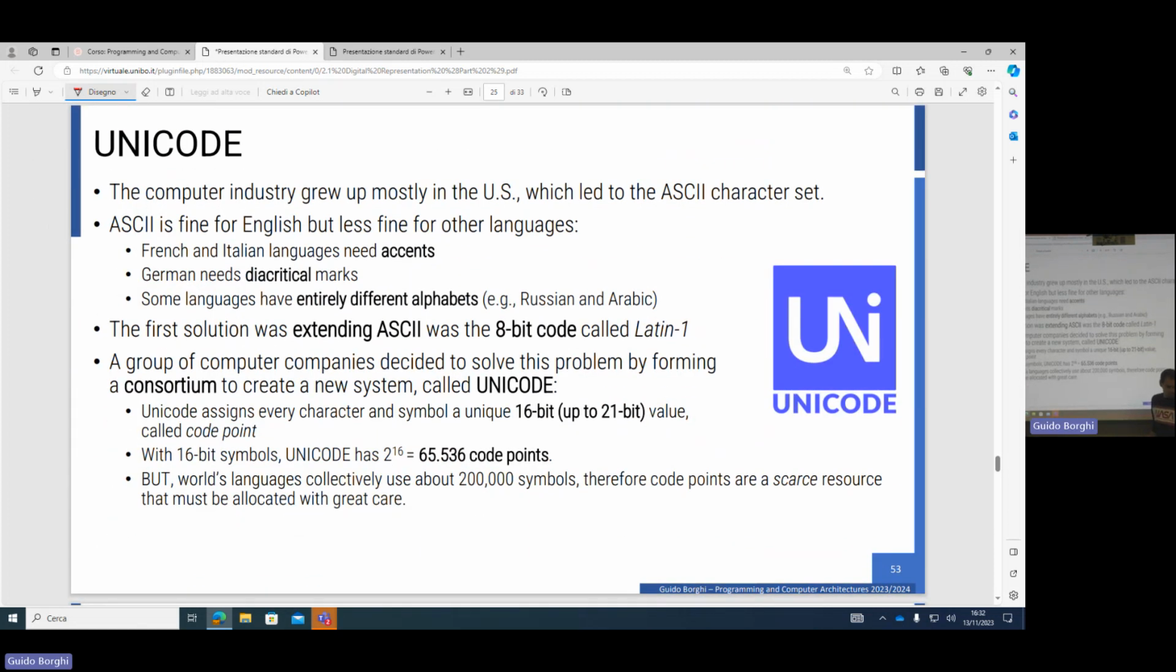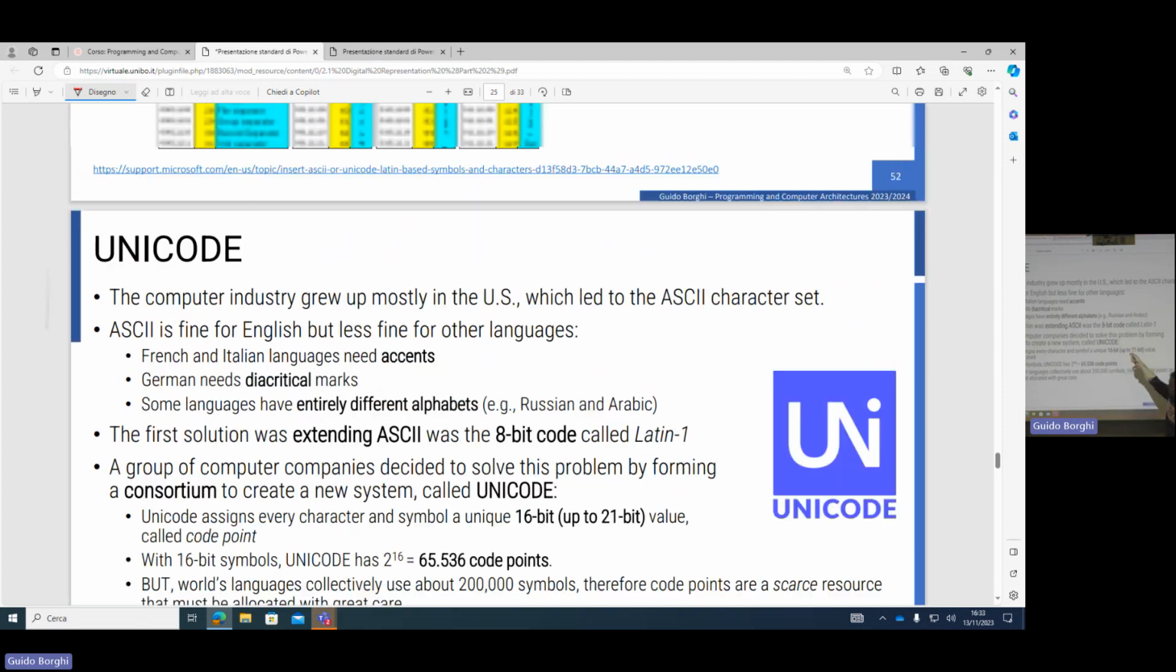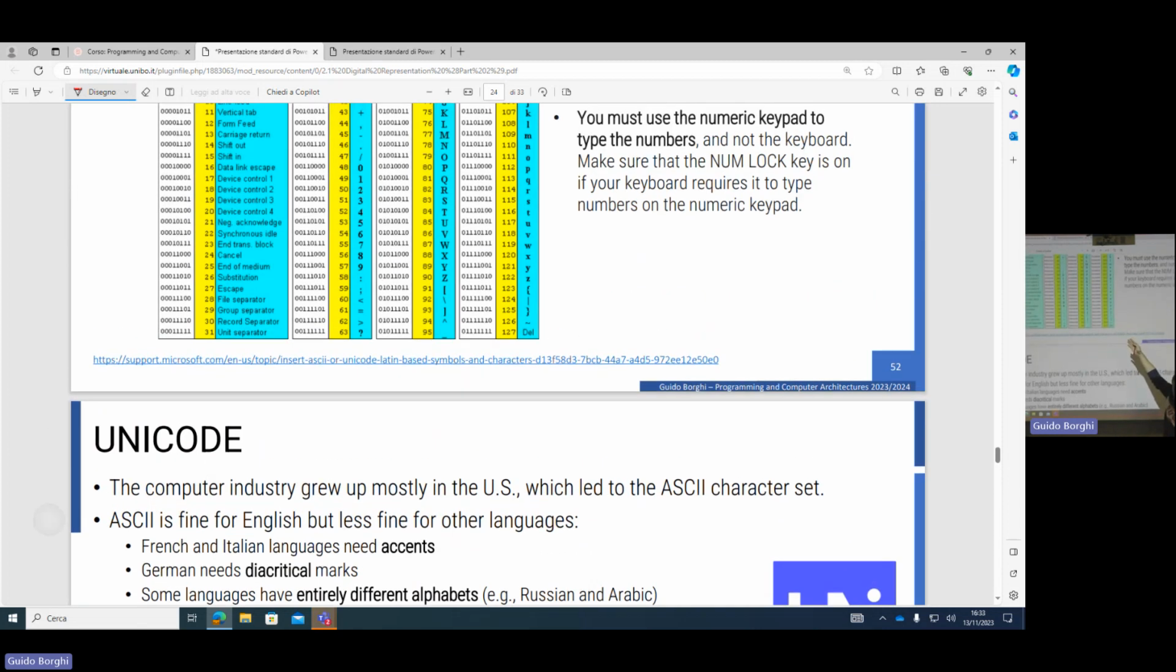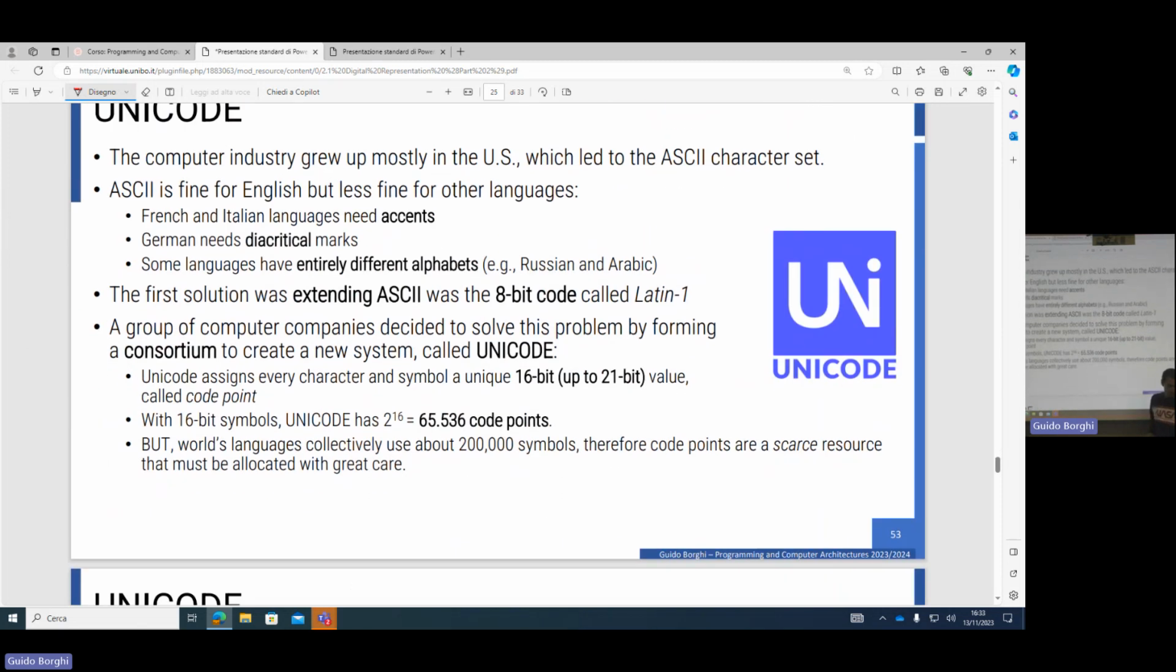In German, we have the diacritical marks. I don't know what a diacritical is, I think the two points over a letter. And also in this case, we don't have diacritical marks here in the ASCII convention.